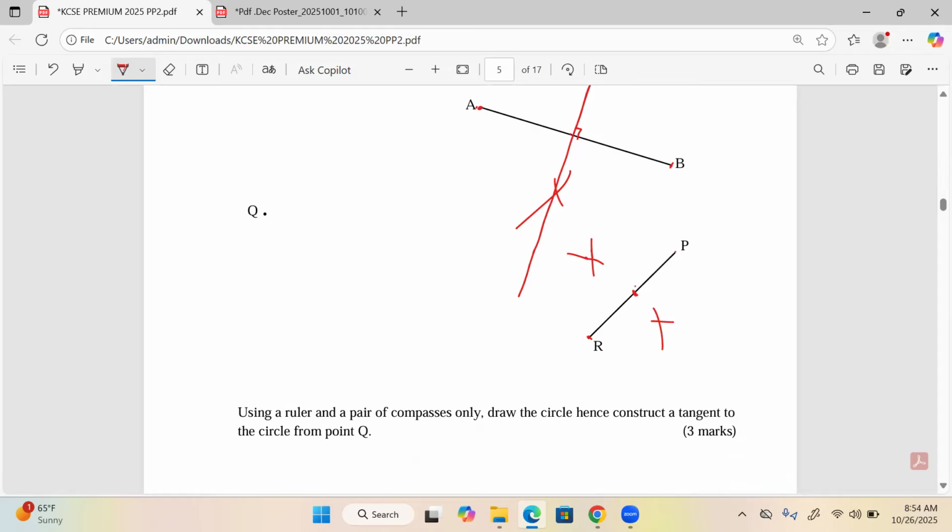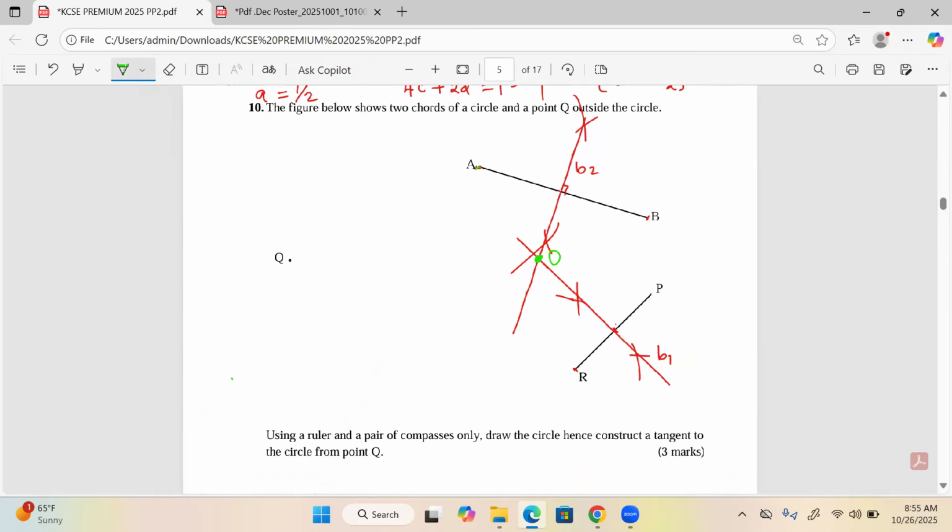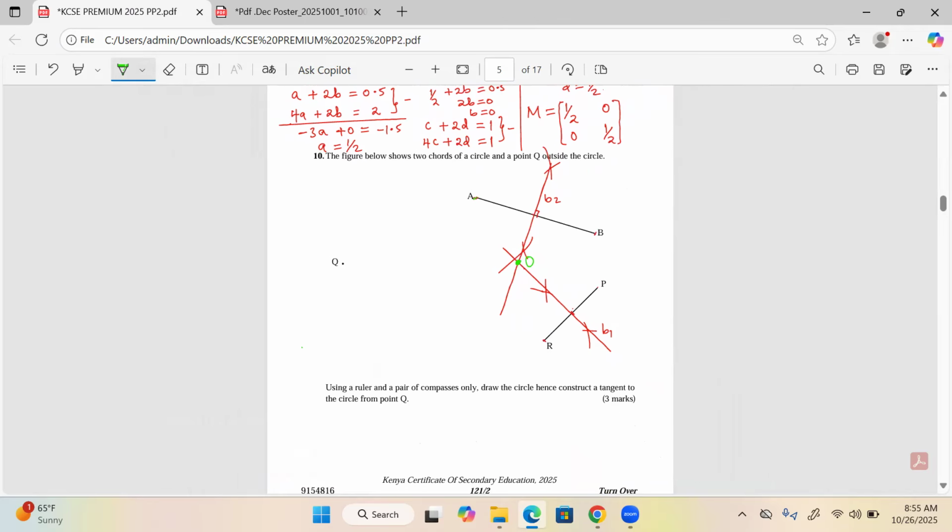So if bisector 1 and bisector 2 here are both passing through the center of the circle, then wherever they are meeting, that is the center of the circle. So now this is the center of the circle. Now, if these are chords, then the circle should now touch A, B, P, R like that. All the points should be touched because chords of circles usually touch the circumference of the circle.